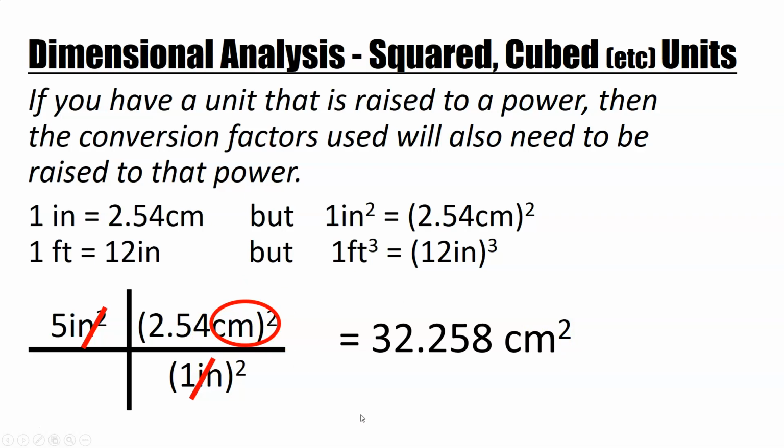If you were cubing, you would do the same thing. You would put your conversion factor in parentheses, and you would cube the number, and you would cube the centimeters. One thing that's kind of nice is that means you do not have to memorize yet one more conversion factor. You don't need to know how many centimeters squared are in an inch squared. If you know how many centimeters are in an inch, you can square the whole thing, and you don't have to look up a new conversion factor.